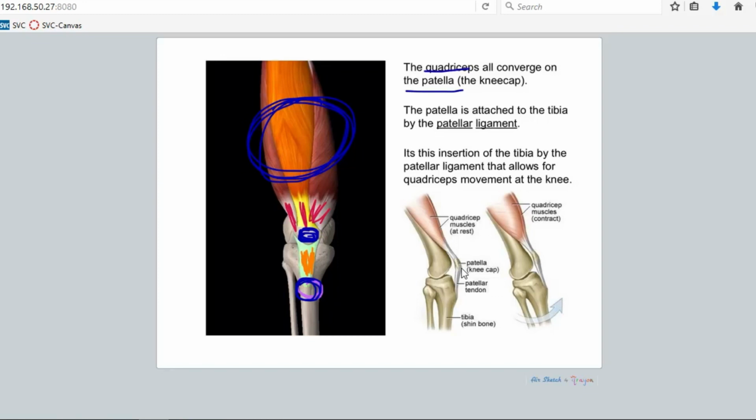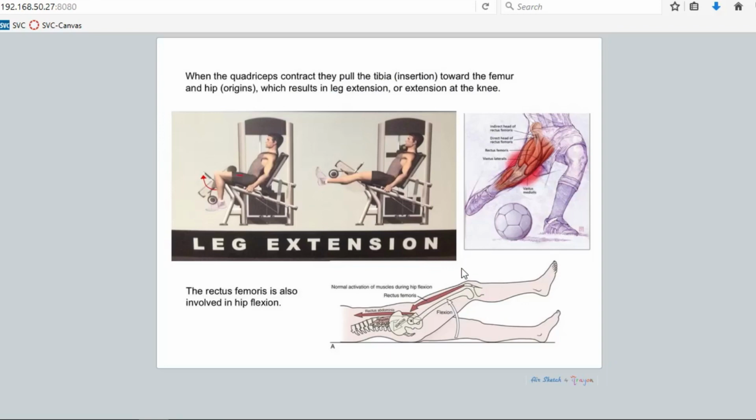And so this is how these quadriceps are crossing the knee joint, because these are involved in knee joint motions, right? So what happens is when the quadriceps contract, they pull on that patella, which pulls on the patellar ligament, which pulls on the tibia, and results in that motion, which is leg extension, or extension at the knee. I also want to point out that the rectus femoris is also involved in hip flexion.